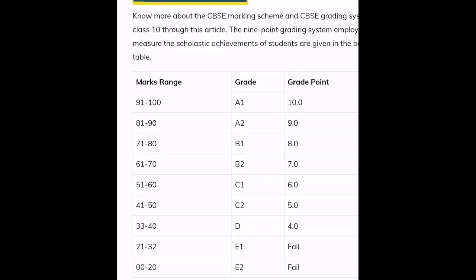Here is another table, marks allotted to each grade. Grade A1, marks 91 to 100, grade point 10. 81 to 90 marks, A2, grade point 9. Like this, 71 to 80, B1, 8 points. And 61 to 70, B2, 7.0 points. Like this, 51 to 60, C1, 6.0.